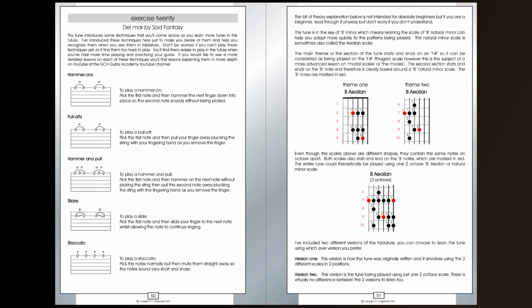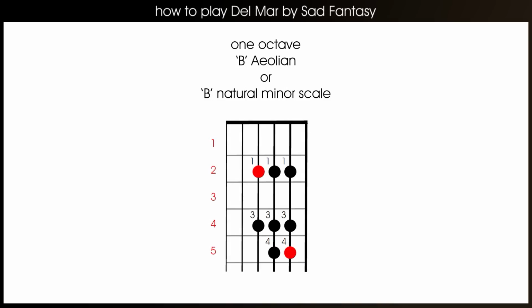Let's start then by learning the scale that the first part of the tune is based round. Because once you've got this scale, you'll find it far easier to get the fingering correct. And the scale is the B Aeolian scale or the B natural minor scale.